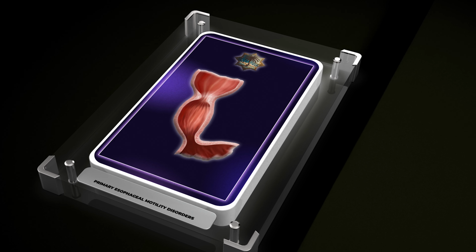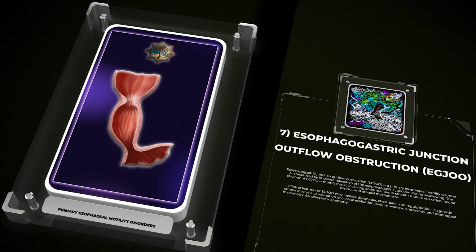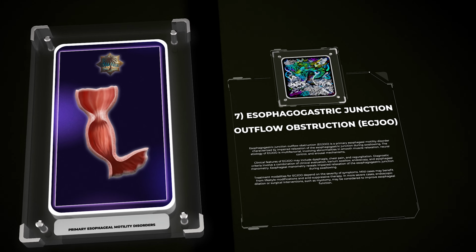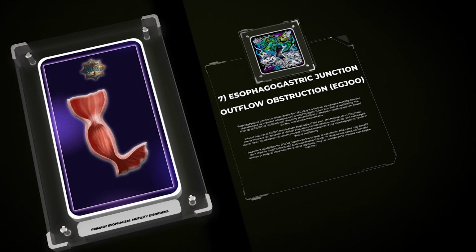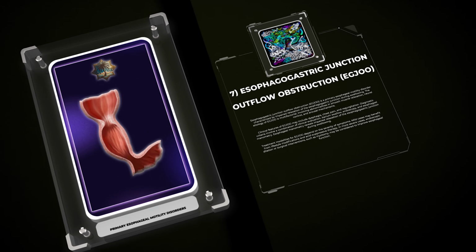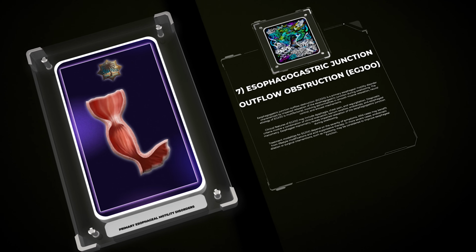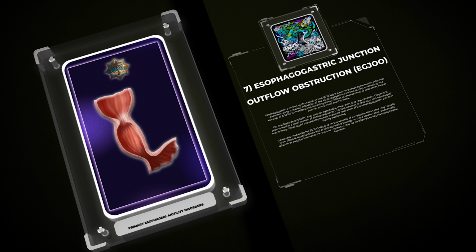Esophagogastric junction outflow obstruction, EGJOO, is a primary esophageal motility disorder characterized by impaired relaxation of the esophagogastric junction during swallowing. The etiology is multifactorial, involving abnormalities in smooth muscle relaxation, neural control, and arousal mechanisms. Clinical features may include dysphagia, chest pain, and regurgitation. Diagnostic criteria involve a combination of clinical evaluation, barium swallow, endoscopy, and esophageal manometry. Manometry reveals impaired relaxation of the esophagogastric junction during swallowing.